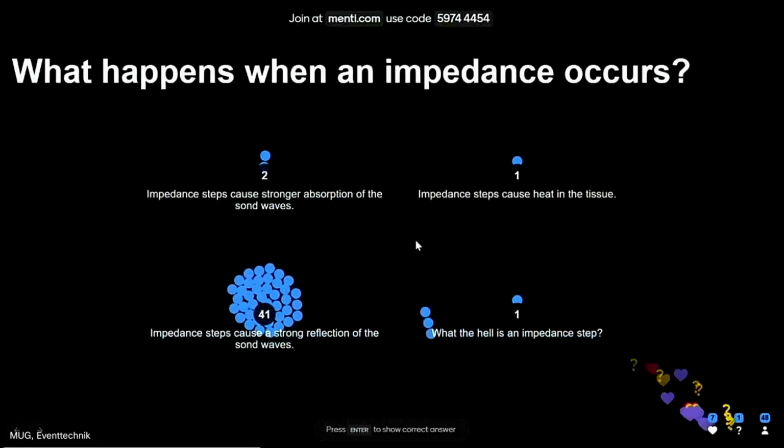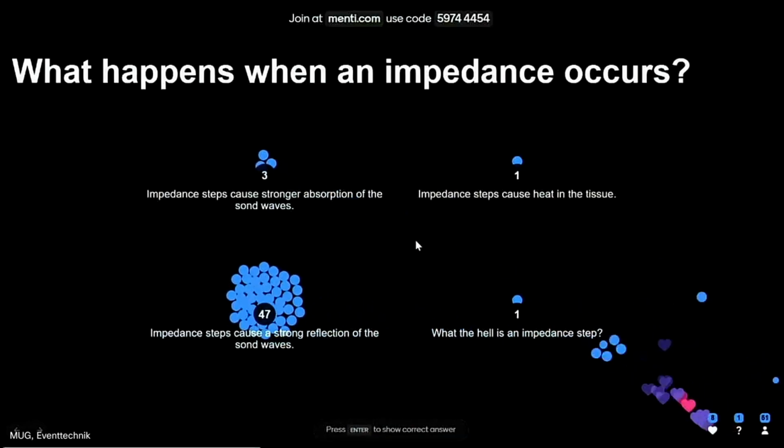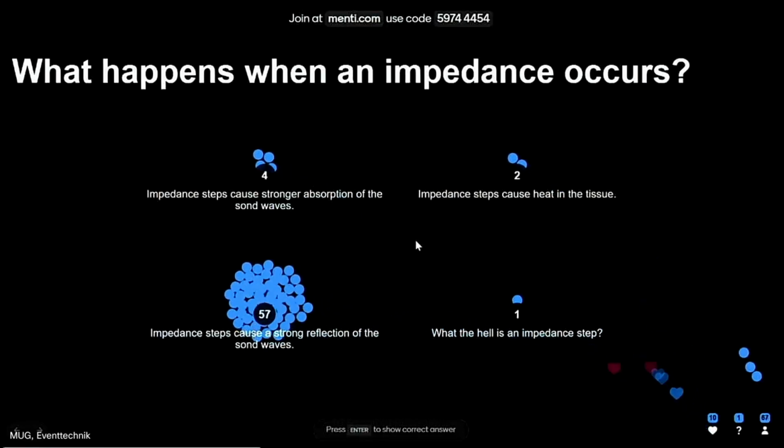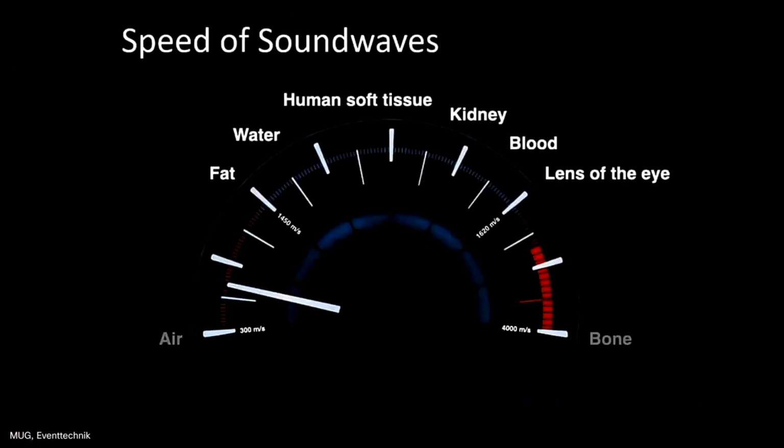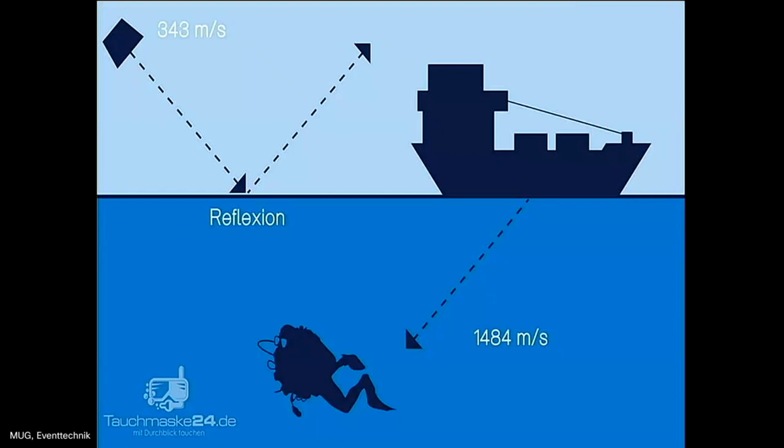Perfect. Very well. So there's also some absorption and heat always happening in these interactions. But the most important is that you have a strong reflection at an impedance step. I see you already have a lot of basic knowledge.